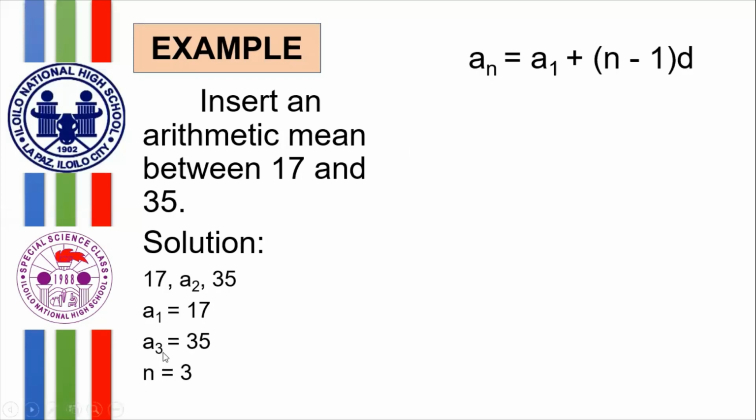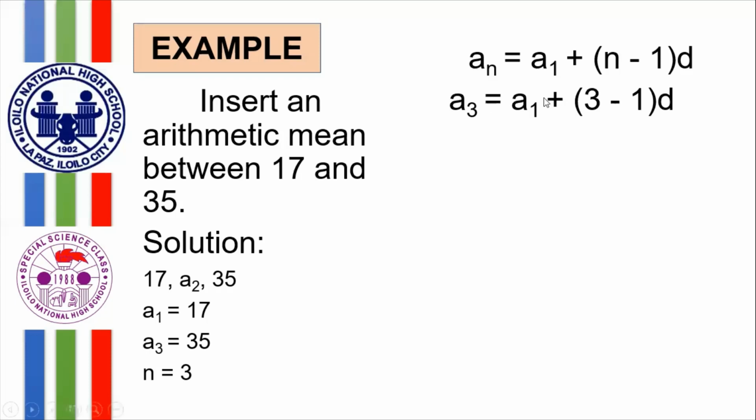So since our n is 3, we will replace all n's by 3. With that, you have a sub 3 equals a sub 1 plus the quantity 3 minus 1 times d.